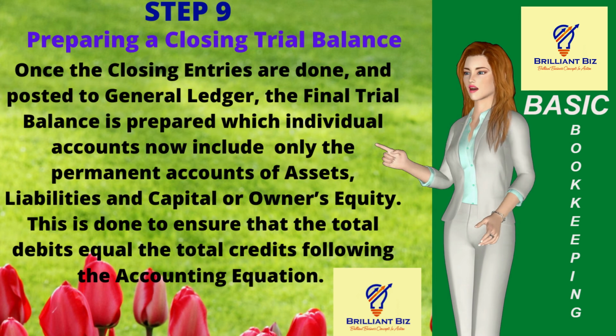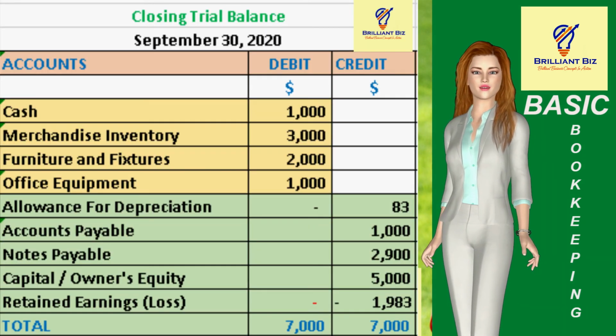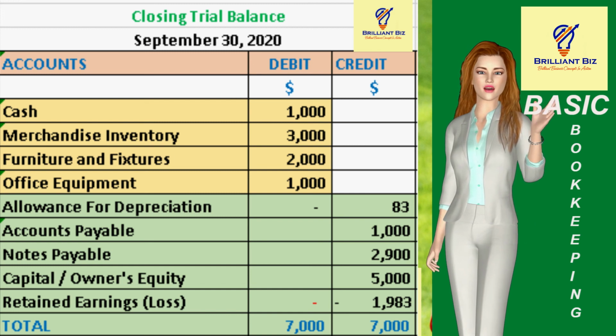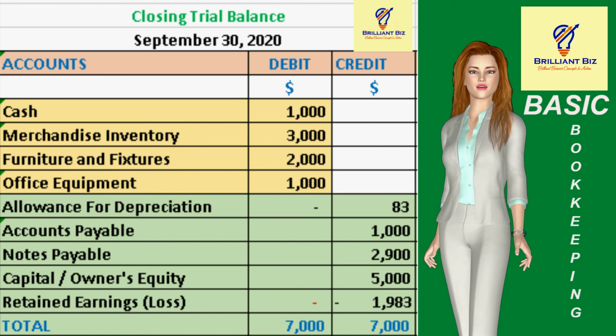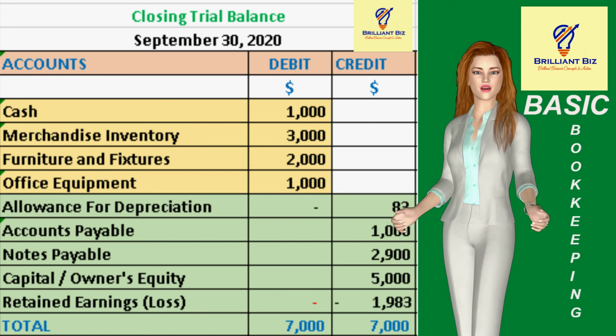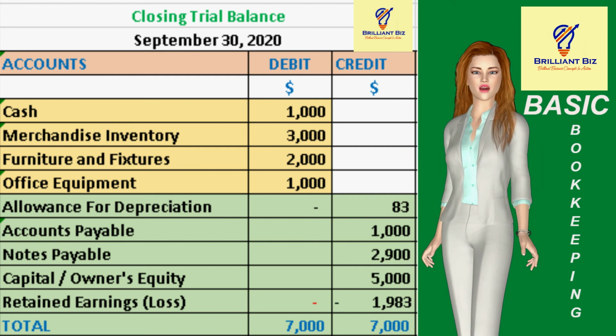Step 9: Preparing a closing trial balance. Once the closing entries are done and posted to the general ledger, the final trial balance is prepared, in which individual accounts now only include the permanent accounts of assets, liabilities, and capital or owner's equity. This is done to ensure that the total debits equal the total credits following the accounting equation.